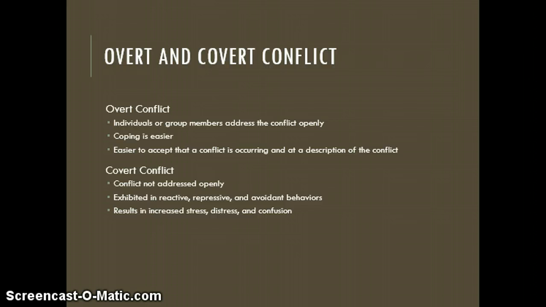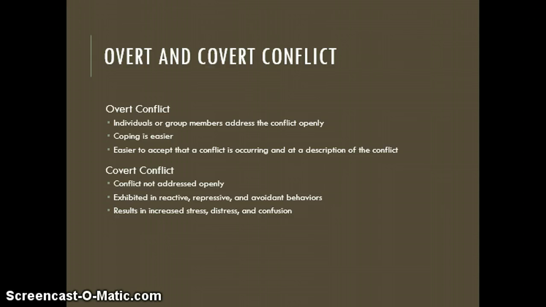Conflict can be either overt or covert. Overt conflict is when the individuals or group members address the conflict openly. This allows coping to be easier, and it is easier to accept that a conflict is occurring and to describe the conflict. Overt conflict is probably the healthier way to deal with conflict.